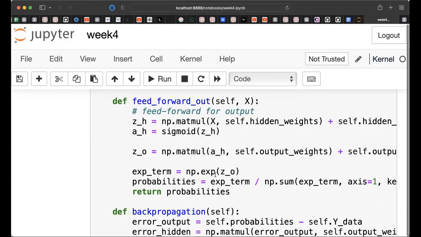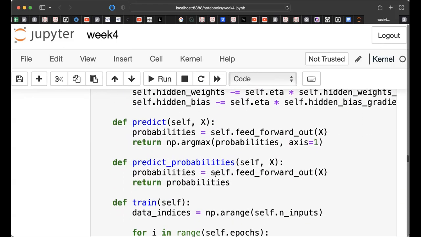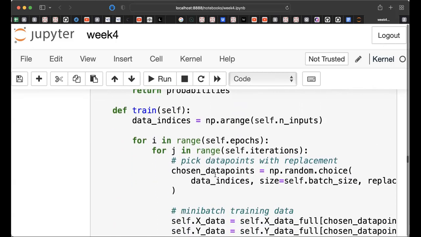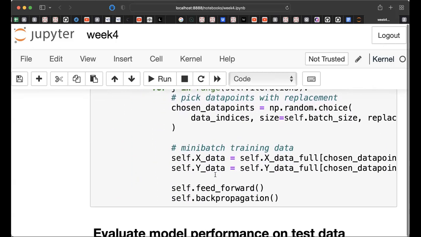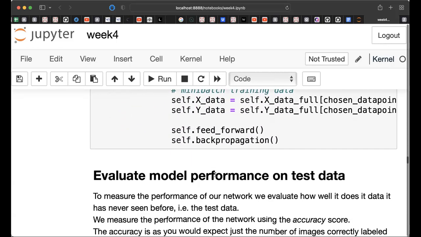If you're dealing with a regression problem, it's common not to have any activation functions. You just simply give as output what the node in the output layer actually produces, without any activation functions. So this is in case of dealing with a regression problem. Then you have the back propagation, which is set up here. And then you make your predictions. And then you have the training part.